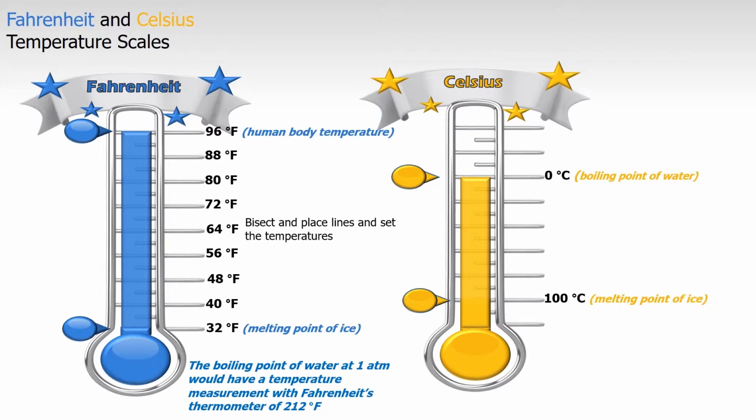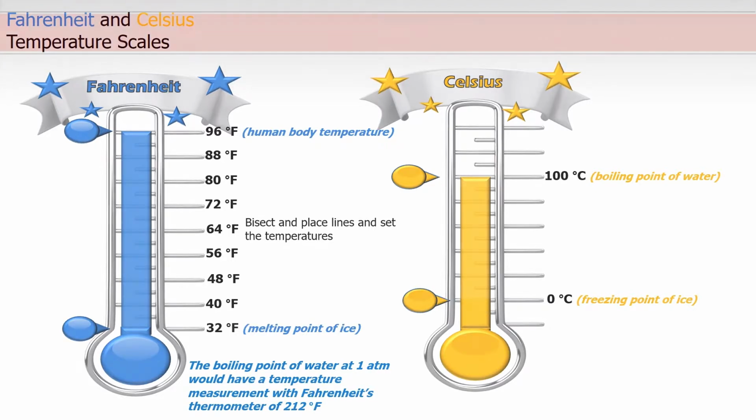It wasn't until later that the Swedish botanist Carlos Linnaeus inverted the scale, making 0 degrees Celsius the freezing point of water and 100 degrees Celsius the boiling point of water. This 100-degree base 10 scale worked well with the base 10 metric system and eventually became one of the more prevalent temperature scales.